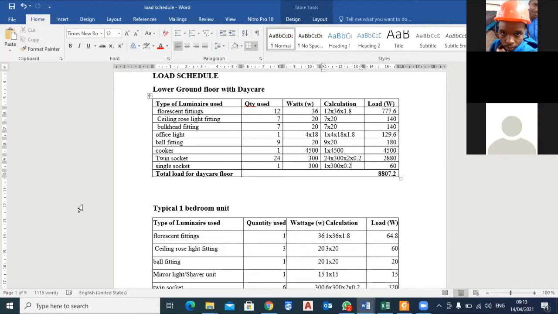Usiweke circuit yako beyond an area of 100 meters square. So like if you have a square of 10 by 10, so that is the area that can be covered. But ukienda beyond that, hiyo kutakuwa na voltage drops ambazo zitakuwa nyingi sana.